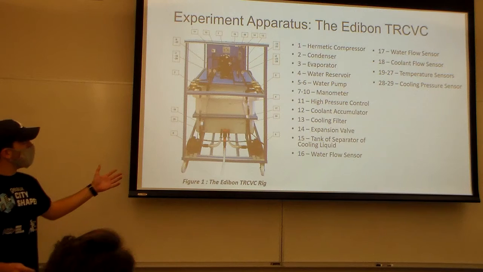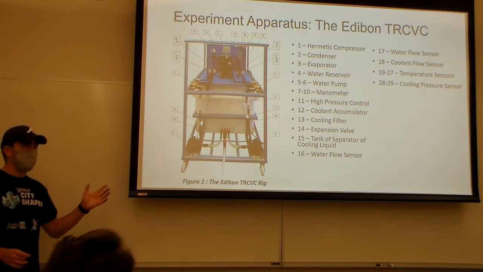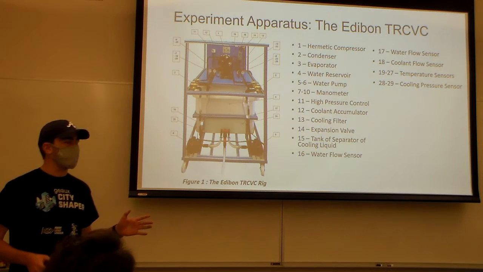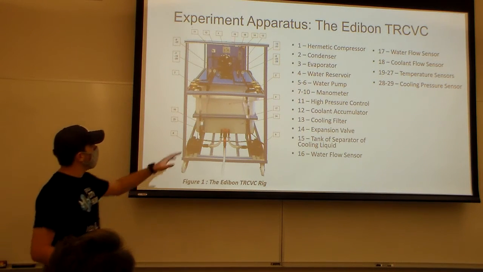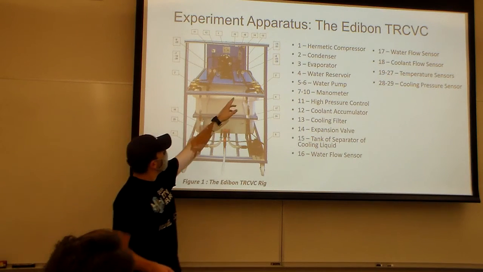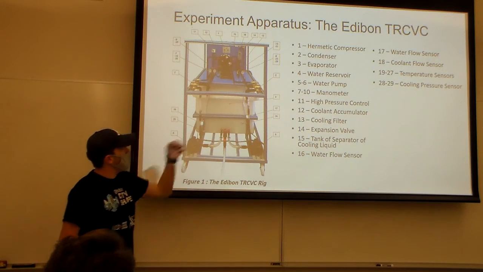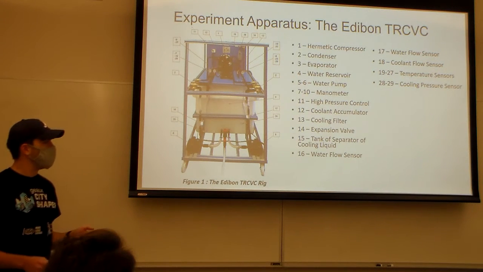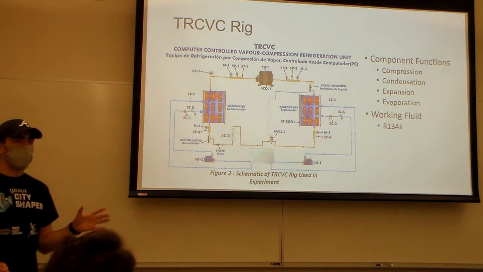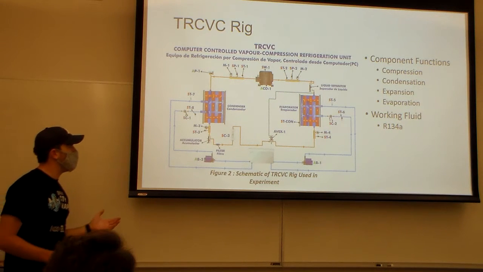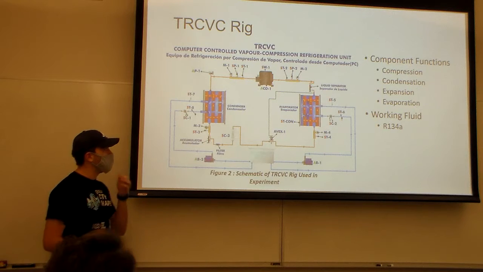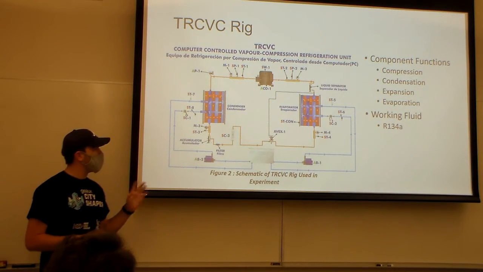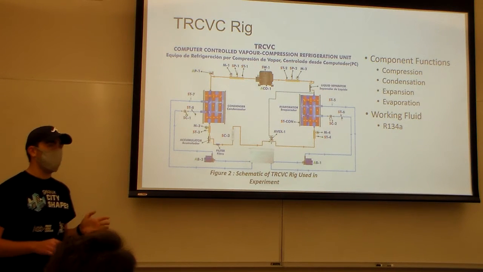So this is an Ebeden TR-CDC rig. This isn't exactly the one we're going to be using in lab, but it's a more detailed one, where you have your compressor here, condenser, your expansion valve up there, as well as your evaporator. This is how most refrigeration cycles are set up. Next slide. So now this is the actual rig that we're going to be using, and as the component names tell you, the main 4 functions are compression, condensation, expansion, evaporation, and the working fluid that we're going to be using is R134A.